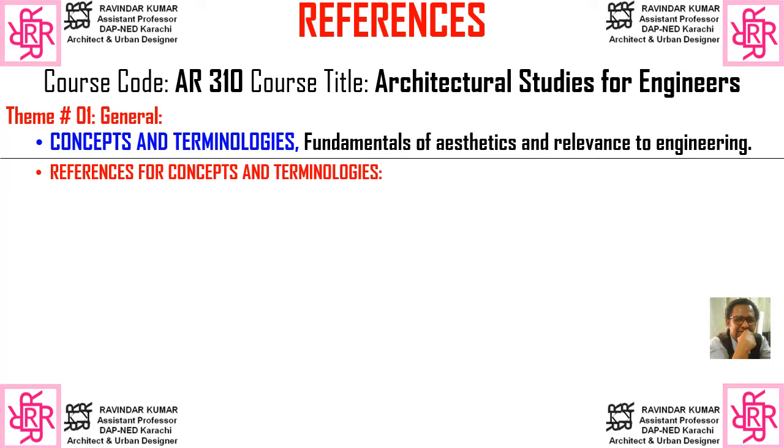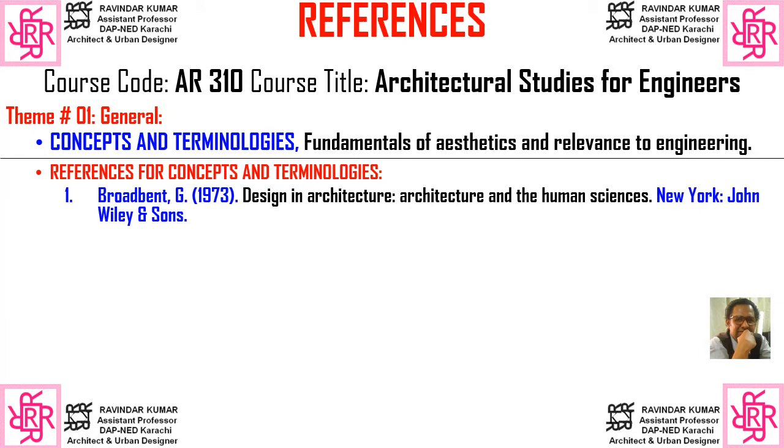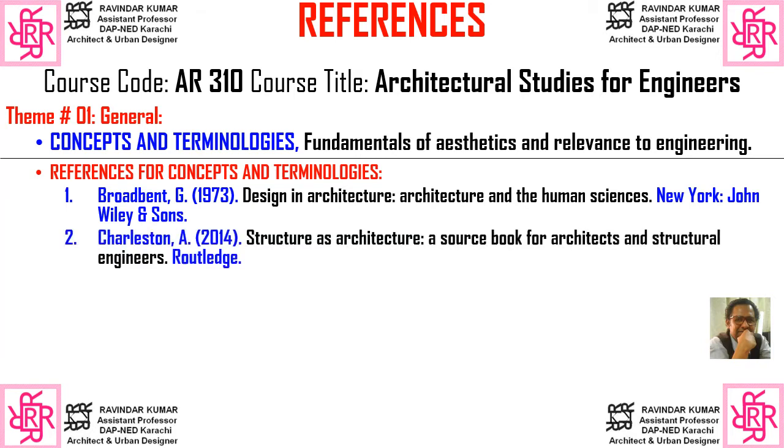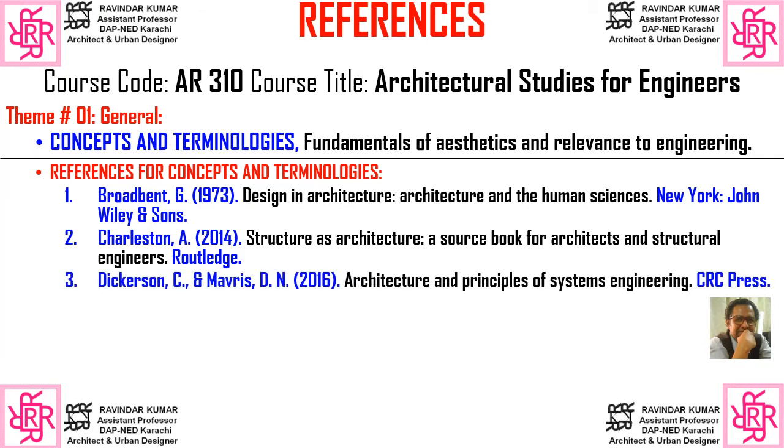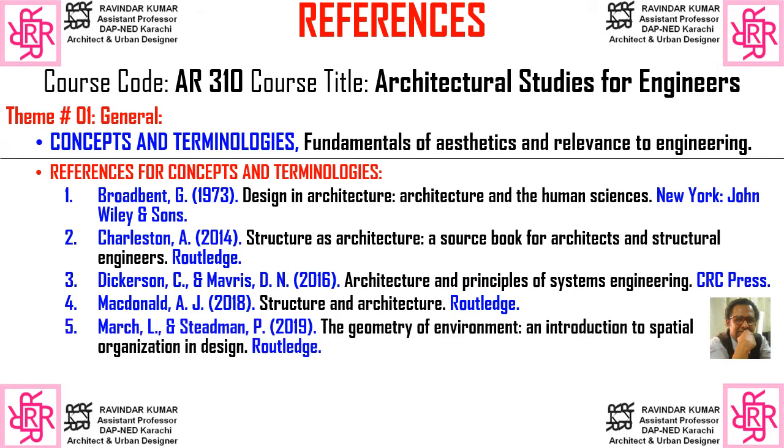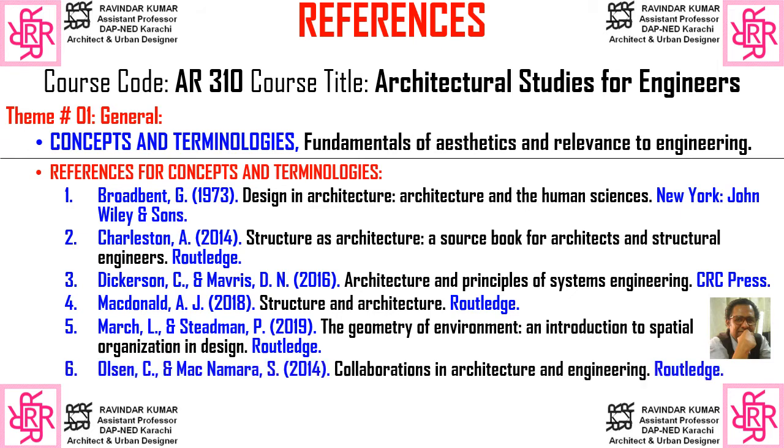So in this lecture, I have used different references for the concepts and terminologies. For example, the first book that I referred to is Geoffrey Broadbent's Design in Architecture: Architecture and the Human Sciences. Second is Charles Stern's Structure as Architecture: A Source Book for Architects and Structural Engineers. Dickerson and Mavris' book, Architecture and Principles of Systems Engineering. McDonald's book, Structure and Architecture. March and Steadman's book, The Geometry of Environment: An Introduction to Spatial Organization in Design, which Routledge published. And Olson and McNamara's book, Collaboration in Architecture and Engineering.